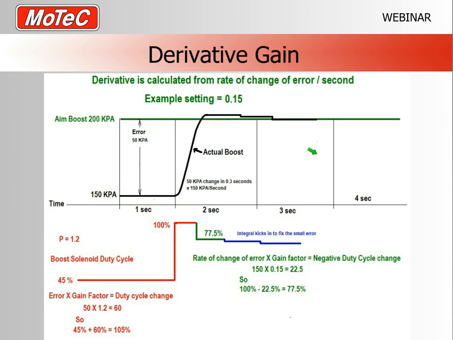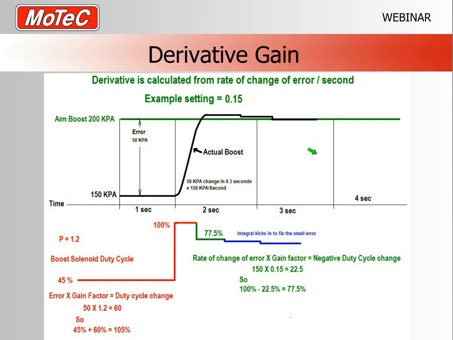So here's an example of what the derivative gain does. It works on the rate of change of error. And this is hard to get your head around, but again, the help on each screen, where the menu is, where the derivative gain and proportional gain are, there's some help that explains it.